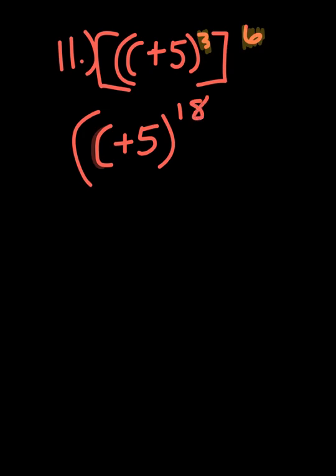Okay, so here's number 11. First off, I noticed that I'm starting with a power raised to a power. So I've got the C plus 5 raised to the 6th, and then that raised to the 3rd. When I have a power raised to a power, I multiply. So this gives me C plus 5 to the 18th. 3 times 6 is 18.